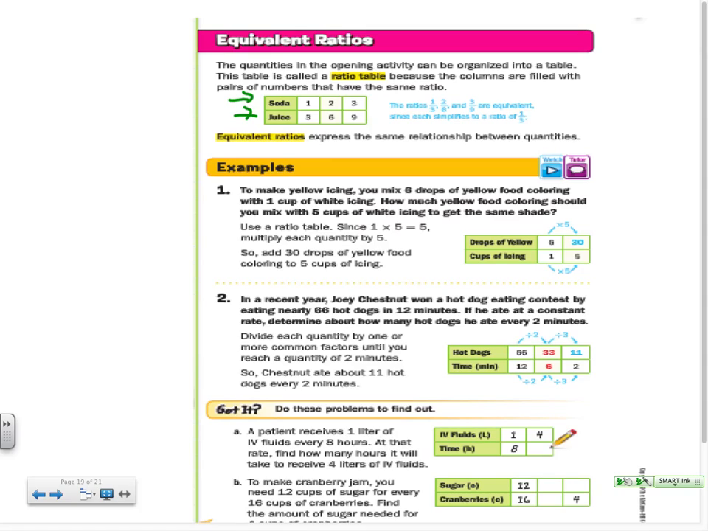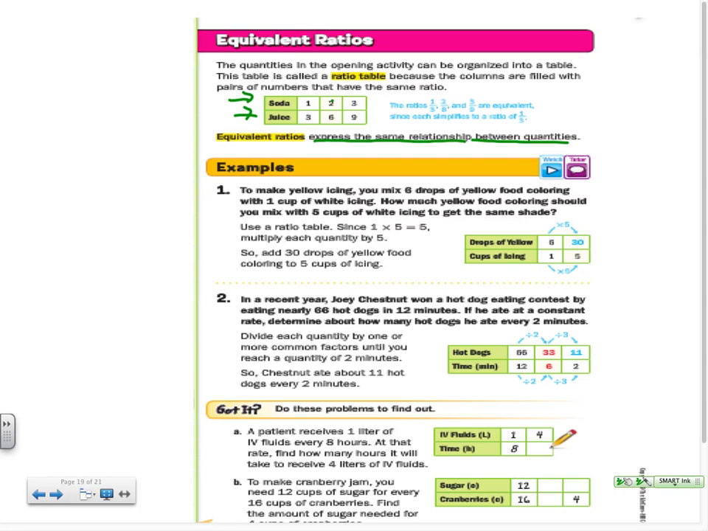And we said for every one cup of soda, you need 3 cups of juice to make the punch. An equivalent ratio would be for every 2 cups of soda, you need 6 cups of juice. And another equivalent ratio would be for every 3 cups of soda, you need 9 cups of juice. Those are all equivalent ratios. They can each be simplified to 1 to 3. So equivalent ratios express the same relationship between quantities. Let's look at an example.